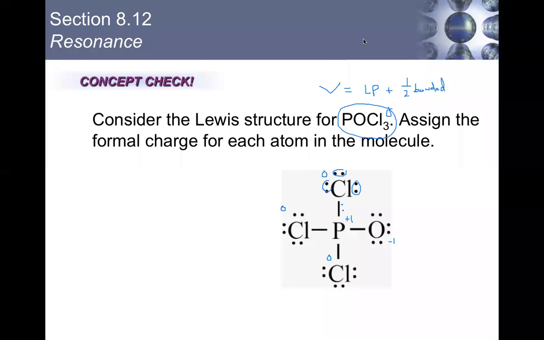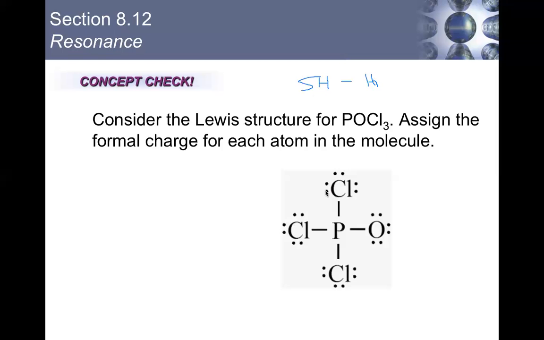That's the second way. The second way that we do this is how many they should have minus how many they have. So how many valence electrons should chlorine have?